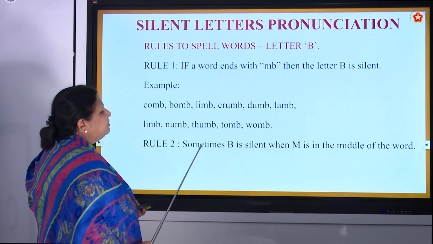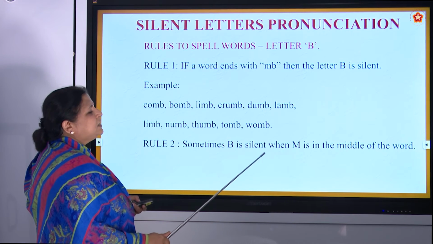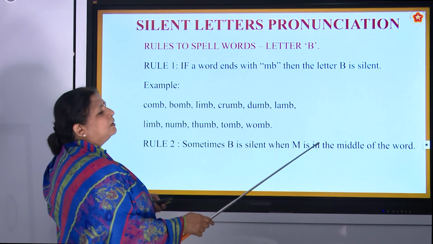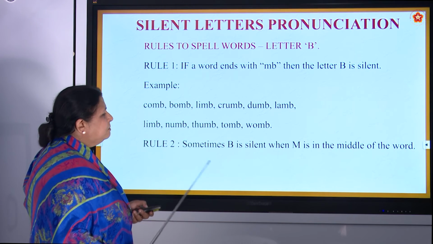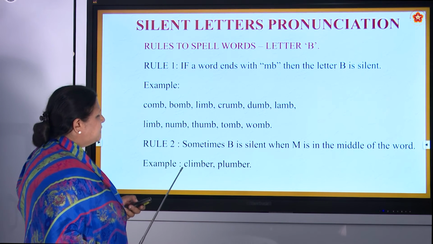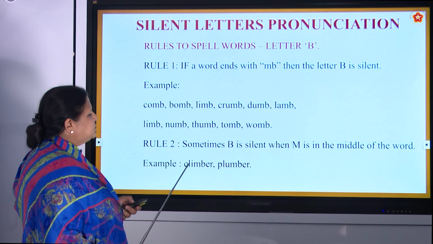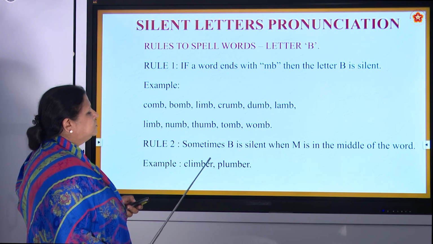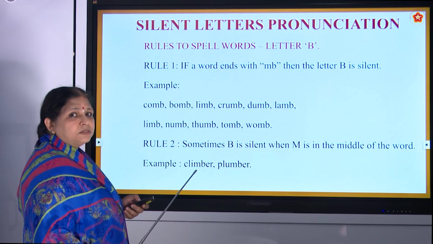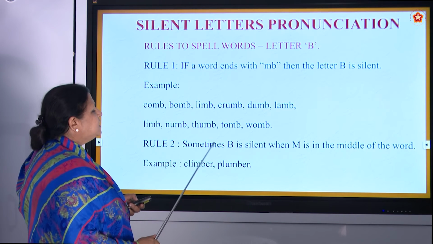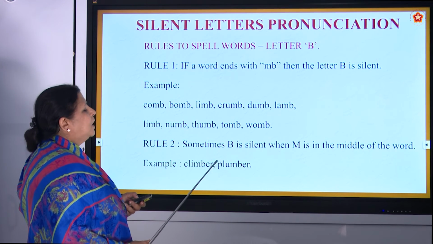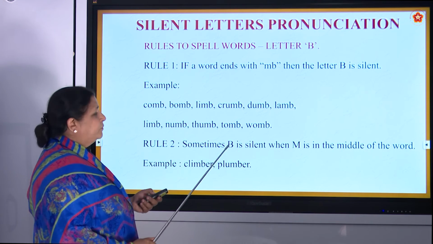Rule 2. Sometimes B is silent when M is in the middle of the word. See, M is in the middle of the word. Now let us see what is that. See, 1, 2, 3 and 1, 2, 3. So it is in the middle. M is in the middle. So climber. Okay, B is silent. Climber. Plumber. Okay.